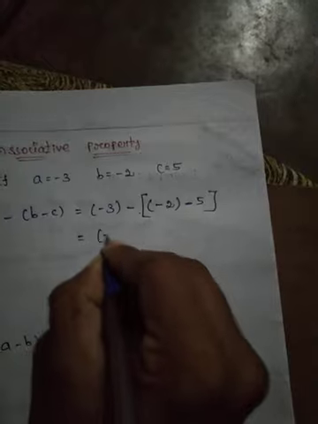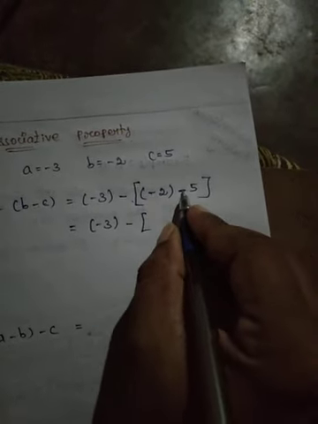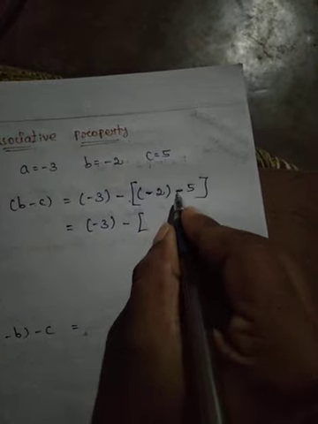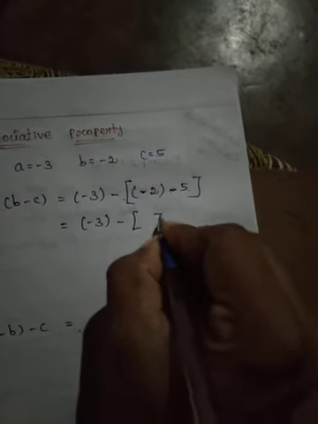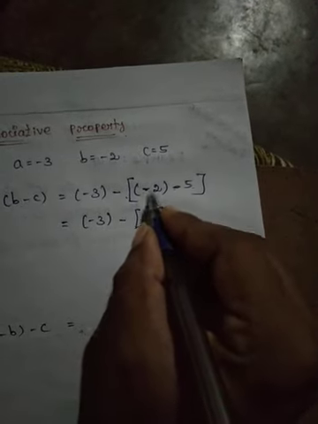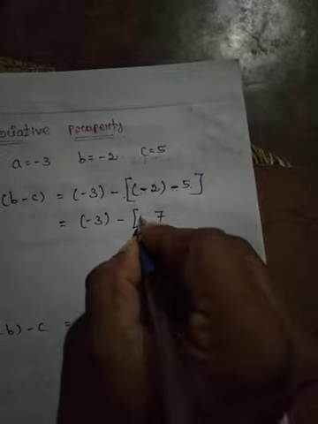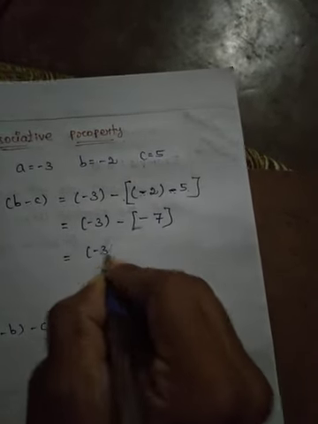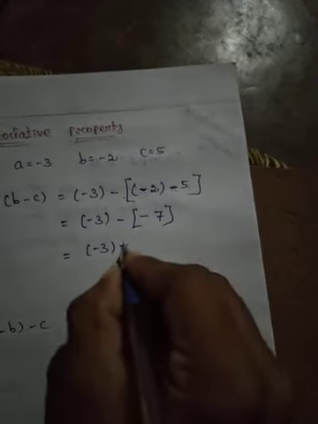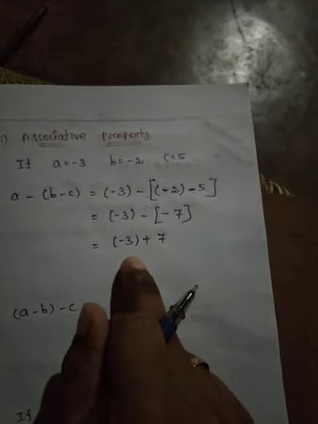Minus 3 minus of both are having the same sign. Same sign means we have to add. 5 plus 2 is 7. Finally, you write the biggest number's sign. Which is the biggest number? 5. What is the sign? Minus 7. Okay. Minus 3 minus of minus is plus 7. Do you understand this step?